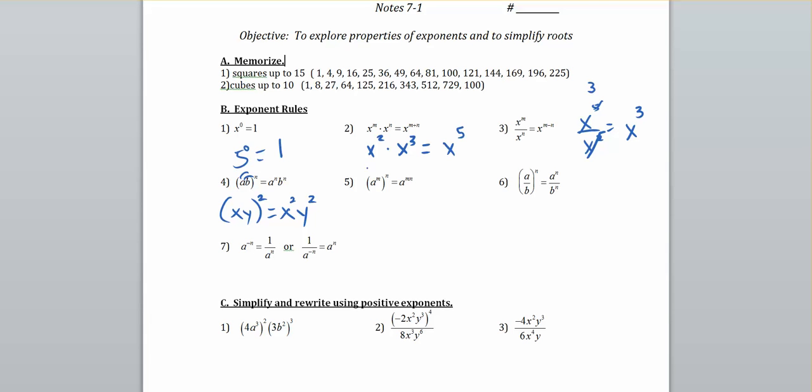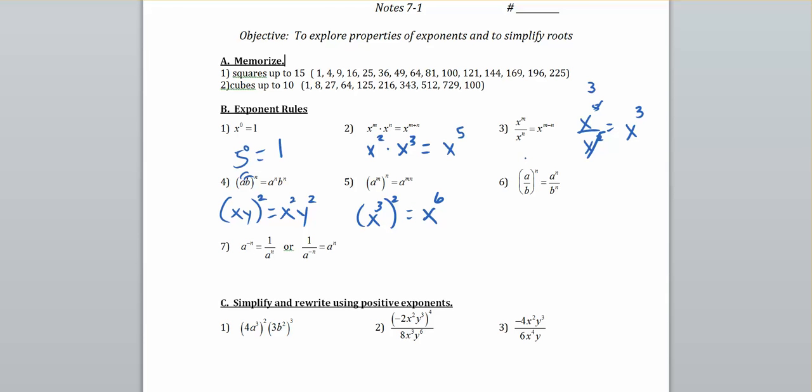All right, property 5 is called the power to a power property. Because if I have something to a power and raise it to a power, I'm going to multiply those exponents together. So if I have x to the third and I square that, since I'm to a power and I'm raising it to a power, I'm going to multiply, and now I'm going to get 6. So you see the difference between multiplying exponents and adding them and power to a power multiplying.